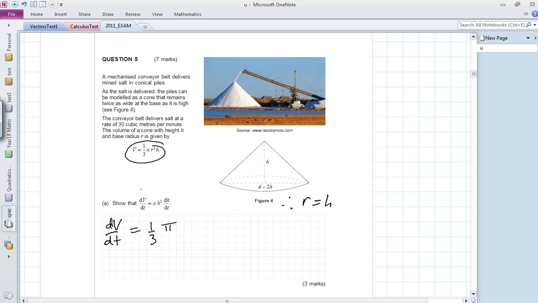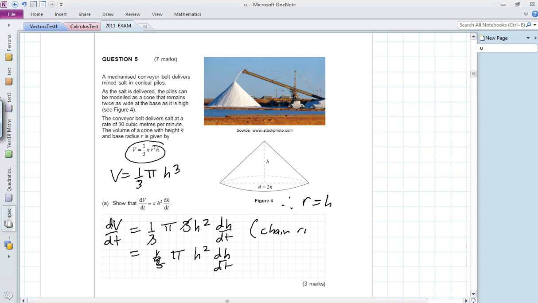So what we're actually going to use here is the fact that V is equal to a third pi h cubed. So therefore, differentiating h cubed with respect to t, we get 3h squared dh/dt, so using the chain rule. Simplifying this, obviously the 3s are going to cancel each other out, so we end up with pi h squared dh/dt. So we'll put chain rule next to this one here. Okay, so that's our first part.